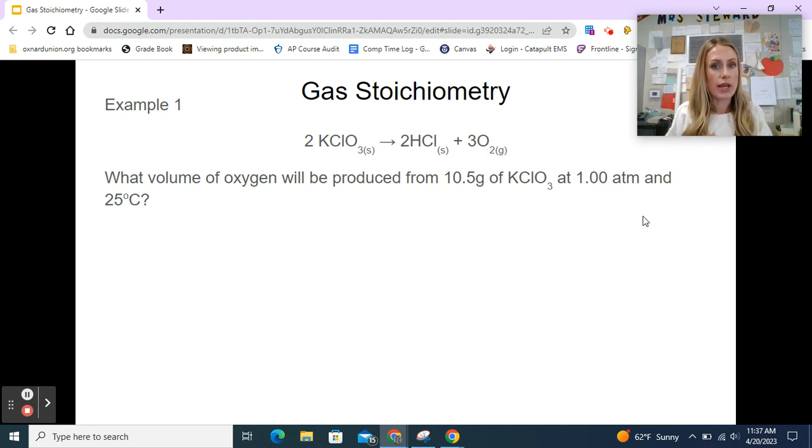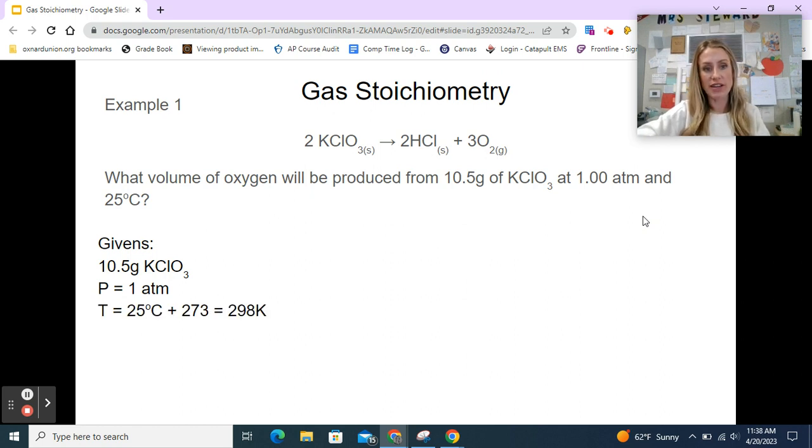So our first example here, we have this chemical reaction, and then it says what volume of oxygen will be produced from 10.5 grams of potassium chlorate at 1 atmosphere and 25 degrees Celsius. So our givens here, we have 10.5 grams, so a mass of the reactant. And then we have a pressure of 1 atmosphere, and our temperature is 25 degrees Celsius. But of course, we do not want Celsius. We want Kelvin. So I'm going to add 273 to that, and I get 298 Kelvin. Now our R, our universal gas constant, we know is 0.0821 as well. And then I want to know the volume of oxygen.